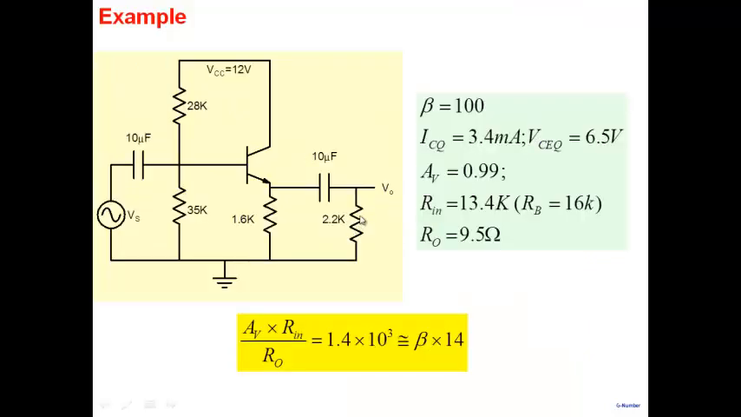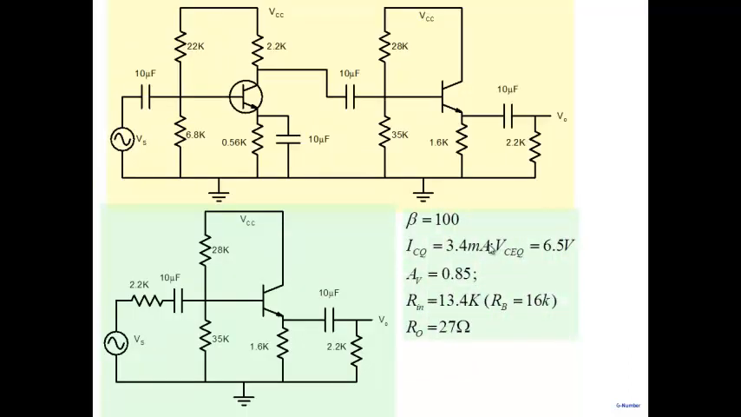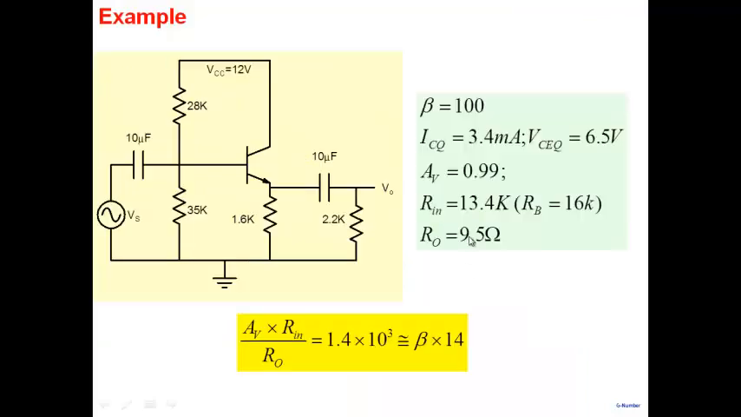So if I redo the calculation, earlier also I had a 2.2K, so I get a gain of 0.85. Why has this gain dropped? Earlier it was 0.99, now the gain is 0.85. There is a drop here across 2.2K, some voltage gets dropped here, and that's why V0 by VS is no longer 0.99, it is 0.85. Input resistance is the same, 13.4K. Output resistance is increased. Go back and see, output resistance here was 9.5 ohms.